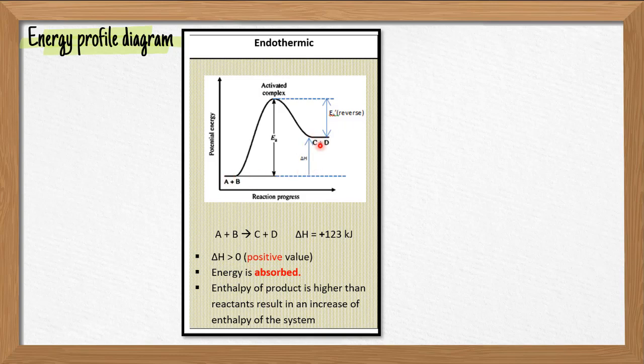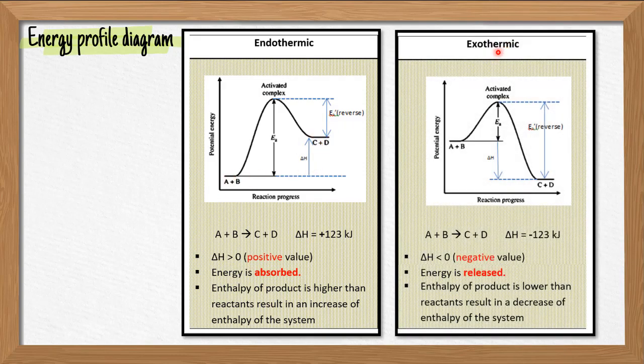Next, we want to look at exothermic reactions. As you look at the energy profile diagram, energy is released and you have a negative delta H. This delta H represents the enthalpy. So energy is released from reactants towards the product. The direction is from the reactants towards product, so going downwards indicates that energy is released. So the enthalpy of product is lower than the reactants, and this results in a decrease of the enthalpy.